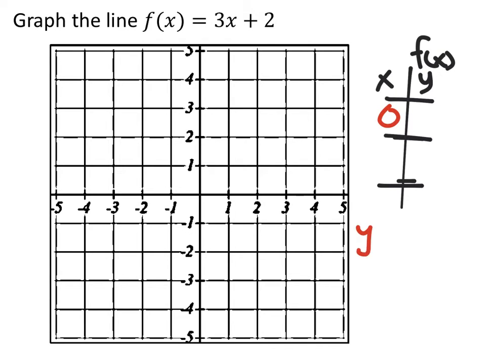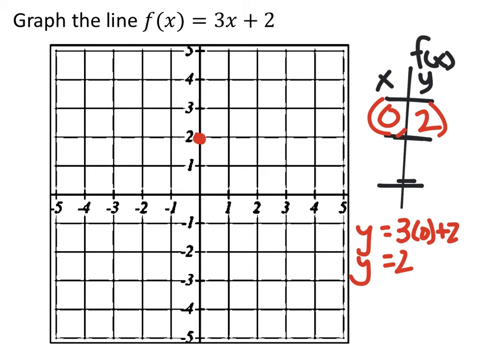So we got f of x, which I'm just going to show as y, equals 3 times 0 plus 2. And this is the nice thing about this: you can just plug that directly into the calculator, and it would give you 2. So we got the point (0, 2) right there by choosing an x value that's 0.